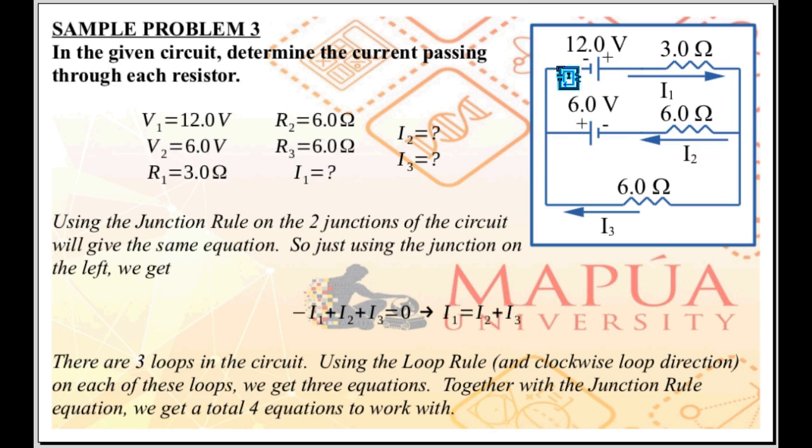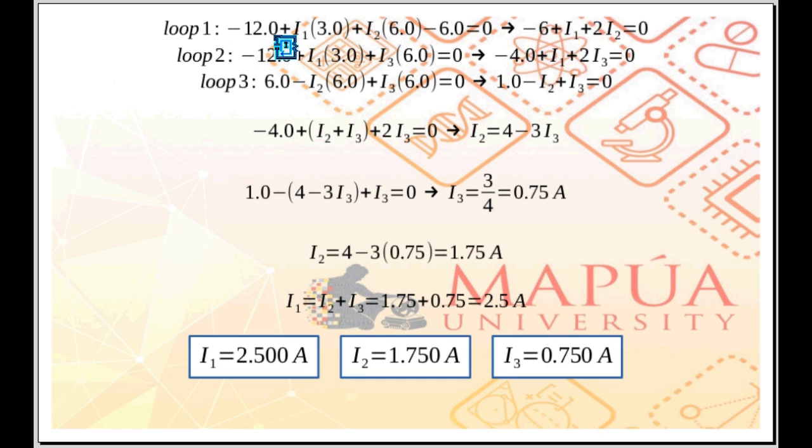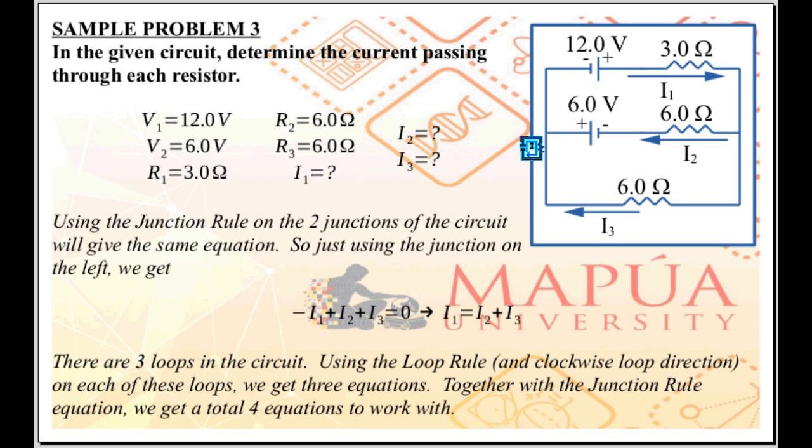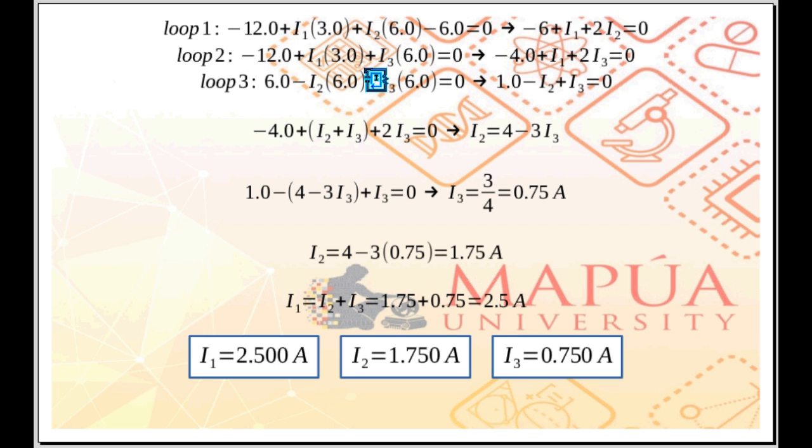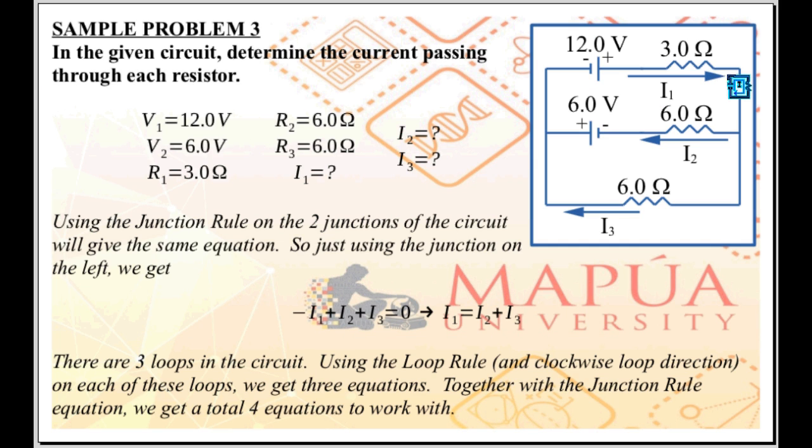First, the loop enters the negative side of the 12 volts, so minus 12. Then, the loop passes through the 3 ohm resistance. The voltage across 3 ohms is I1 times 3. The current is heading to the right, and the loop is heading to the right, so same direction. So that gives you plus I1 times 3 ohms.